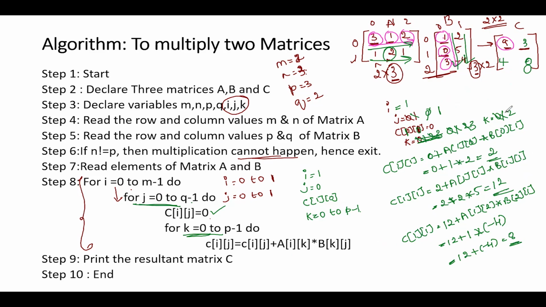We will increment the K value to 3, which will fail the for loop. We will go back to the J value, increment the J value to 2, which again becomes false here. We will come back to the outer loop. In the outer loop, we had I value as 1. We will increment it to 2, which also fails as we need to iterate only to 2, which means we will exit from this loop and we will print the resultant matrix. And this is going to be our resultant matrix.